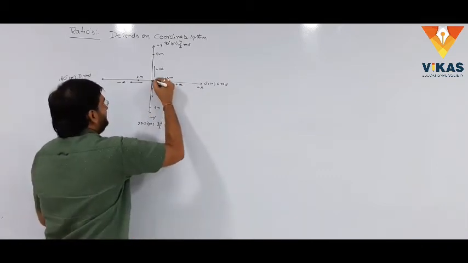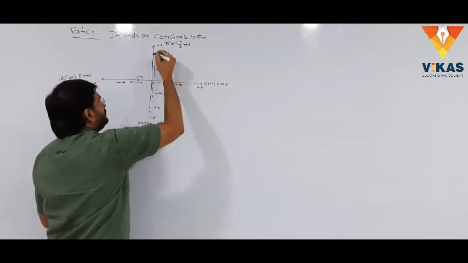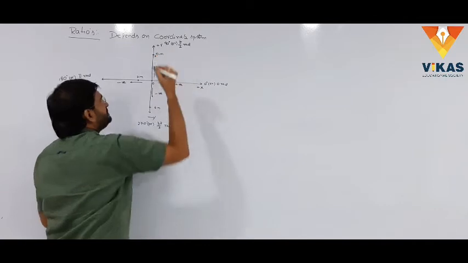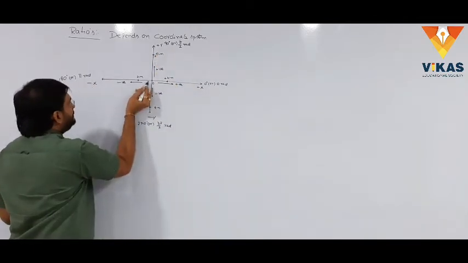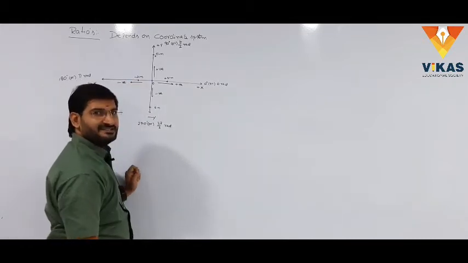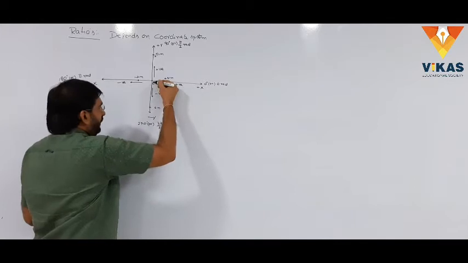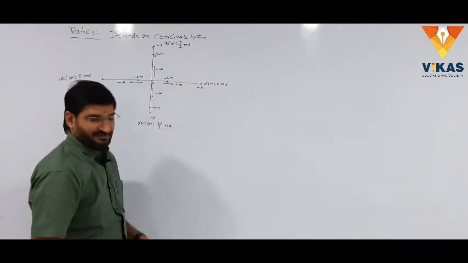This is the origin. Here to here is 5 centimeters, along the positive y direction, is positive, like positive 5 centimeters. Here, from the origin to the negative x direction, this is minus 2 centimeters. Here, from the origin to the negative y direction, this is minus 6 centimeters.